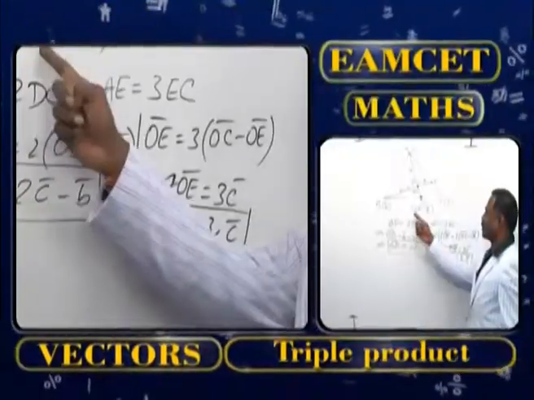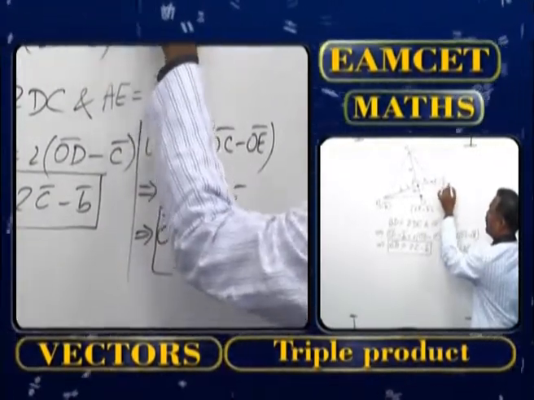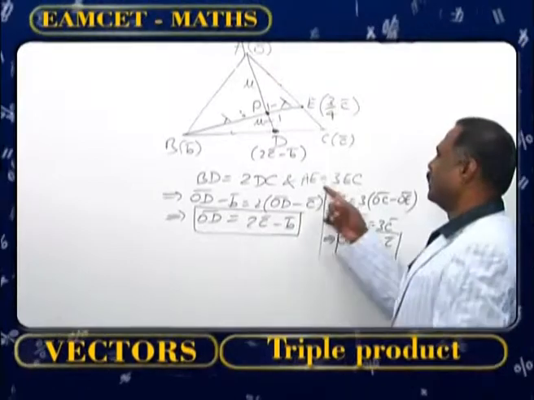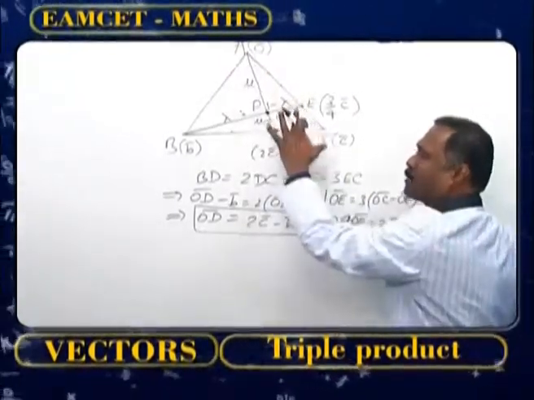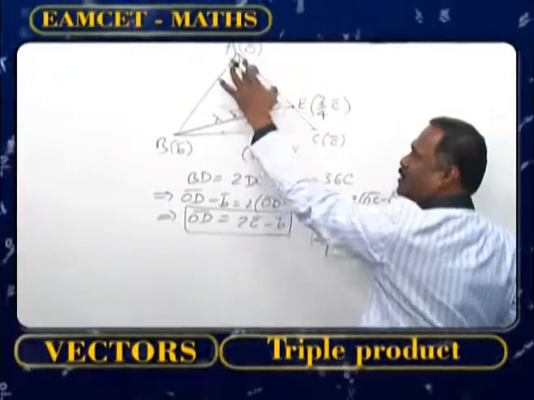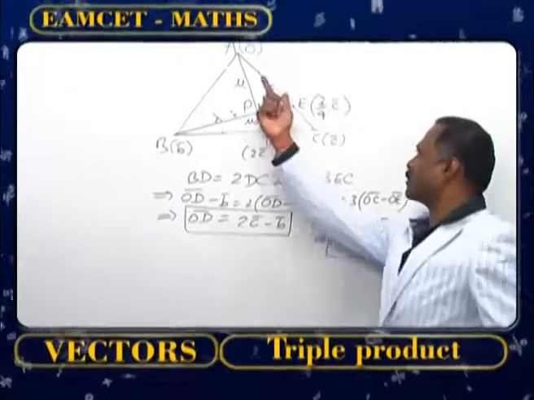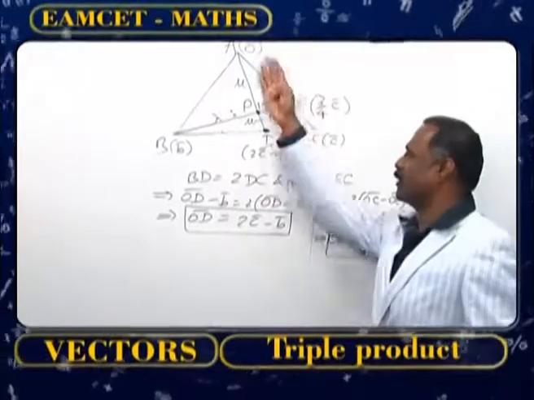So you have got this as 2C minus B and you have got this as 3/4 of C bar. It is common sense that AE is 3 times EC. If you make AC into 4 parts, 3 parts of AC is nothing but AE. That's what we have written. Because it is 3 parts of 4 parts, so 3 by 4 C bar. You have got all the coordinates now.